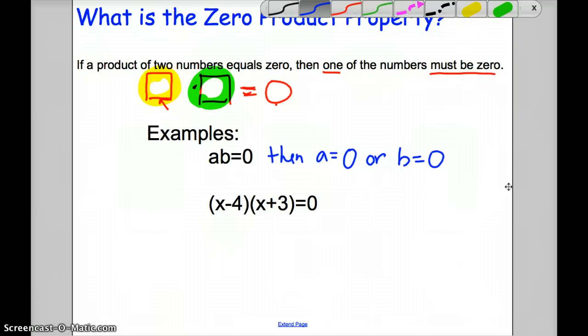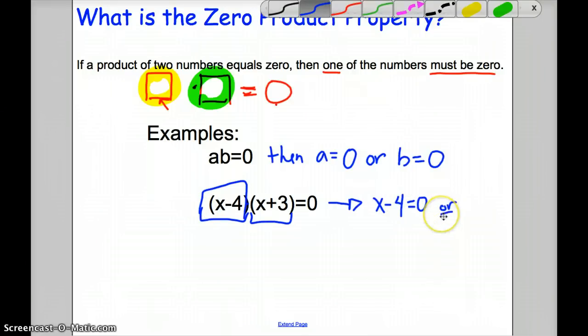What if we have this product? Remember, this is a product, something times something. This product helps me conclude that either the first thing is zero, either that first quantity, x minus 4, is zero, or the next quantity is zero. Somebody has to be zero. So what this tells me is there's two answers for x. There's two ways to solve this equation.